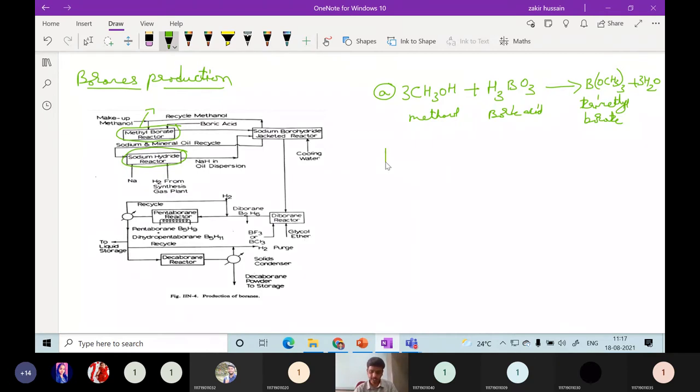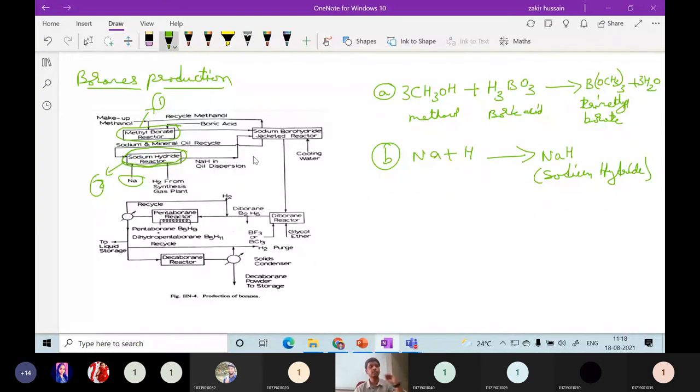Then the next one is reaction B, which is taking place in reactor 2. So this is 1, this is 2. In reaction B, sodium Na will be reacted with one molecule of hydrogen, forming sodium hydride. This will be formed in reactor 2, the sodium hydride reactor.